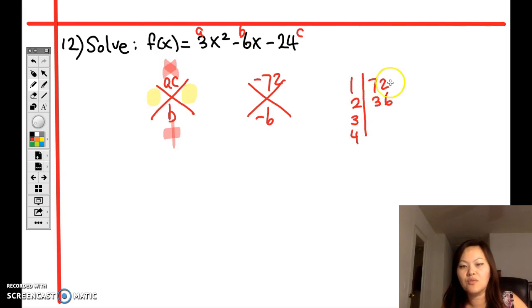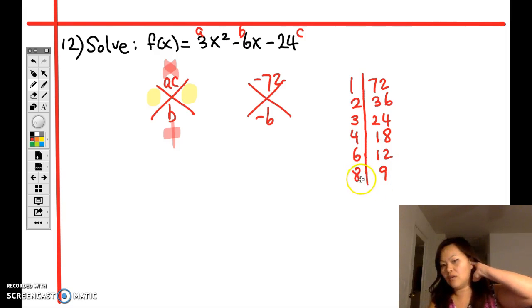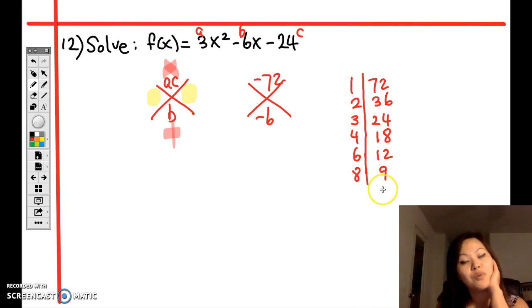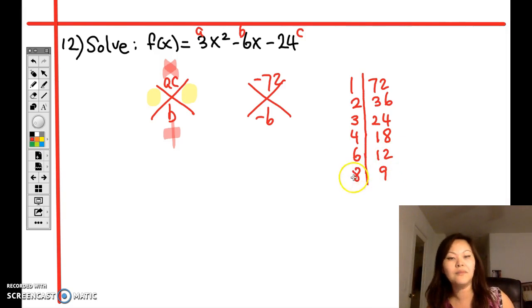So 3 times what is going to give me 72? 24. And 4 times what is going to give me 72? Let's see, 4 times 1 is 4, and then 8, right? And then 5 doesn't go into 72. What about 6? 6 goes into 72 12 times. 7 doesn't go in there. What about 8? Yes, 8 times 9 is 72. And after that, I don't have to go any further because from this point on, I know it's going to be 9 times 8, 12 times 6, so on and so forth, right?